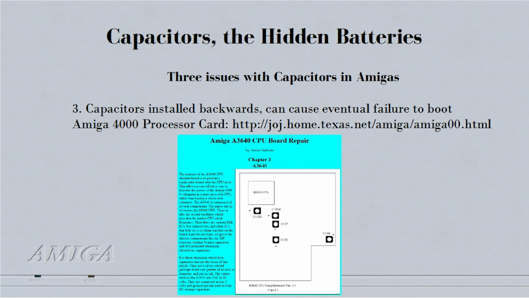And this is the backwards installed capacitors. This is a very big problem on the CPU card that's in the 4000. That CPU card is called the 3640, because the same slot that was in the 3000 is the CPU slot in the 4000. And a lot of the capacitors on that board were installed backwards. So they're basically positive to negative, which eventually causes those capacitors to fail, causes the board to fail. And being that the only CPU in the 4000 is on this daughter card, that causes the 4000 to fail.